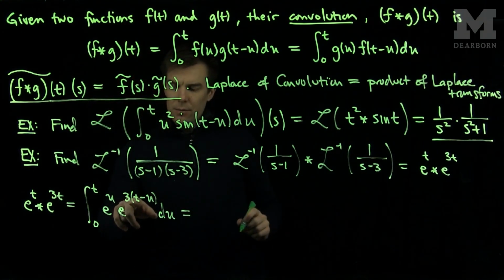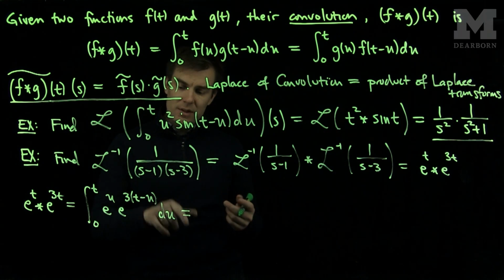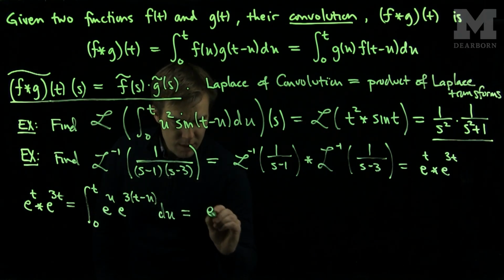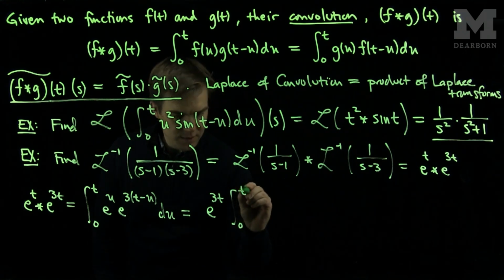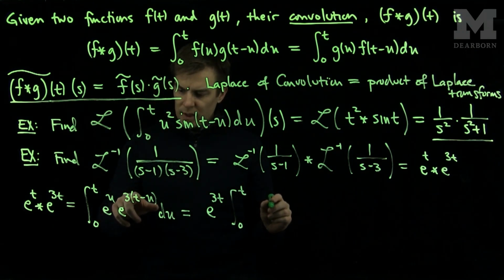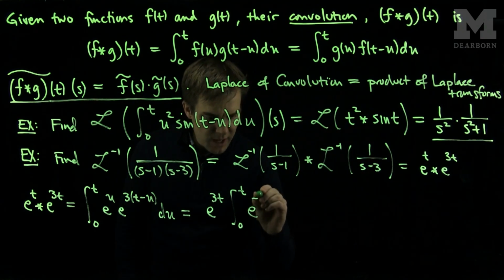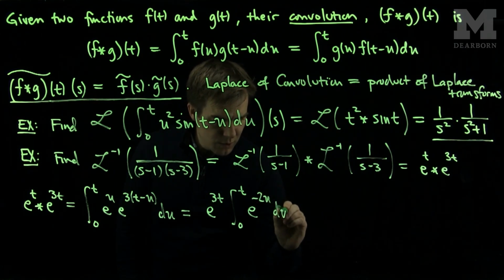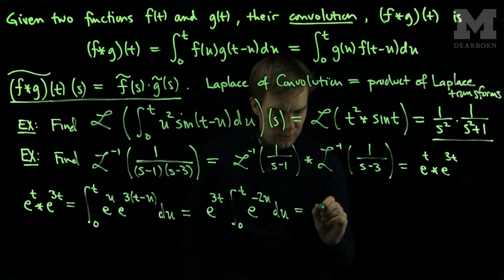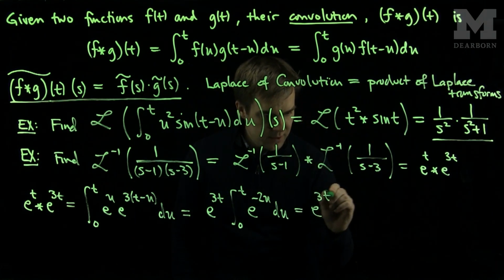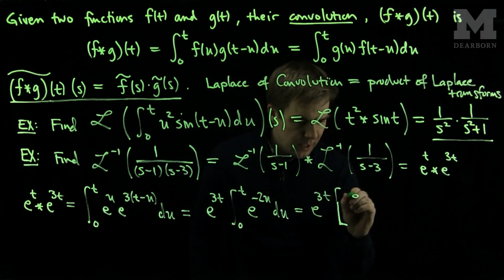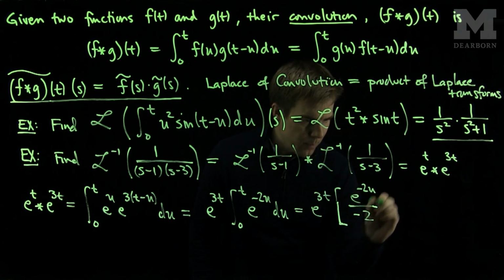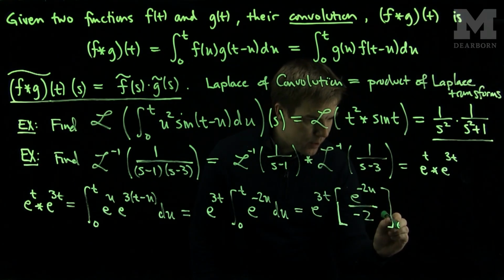Now this e to the 3t in my integral can be factored out since it doesn't depend on u, and we'll be left with e to the 3t times the integral from 0 to t. I have an e to the u and an e to the negative 3u. That's an e to the negative 2u du. And now we will integrate this. This will be e to the 3t, and then I'll have e to the negative 2u over negative 2, evaluated from 0 to t.